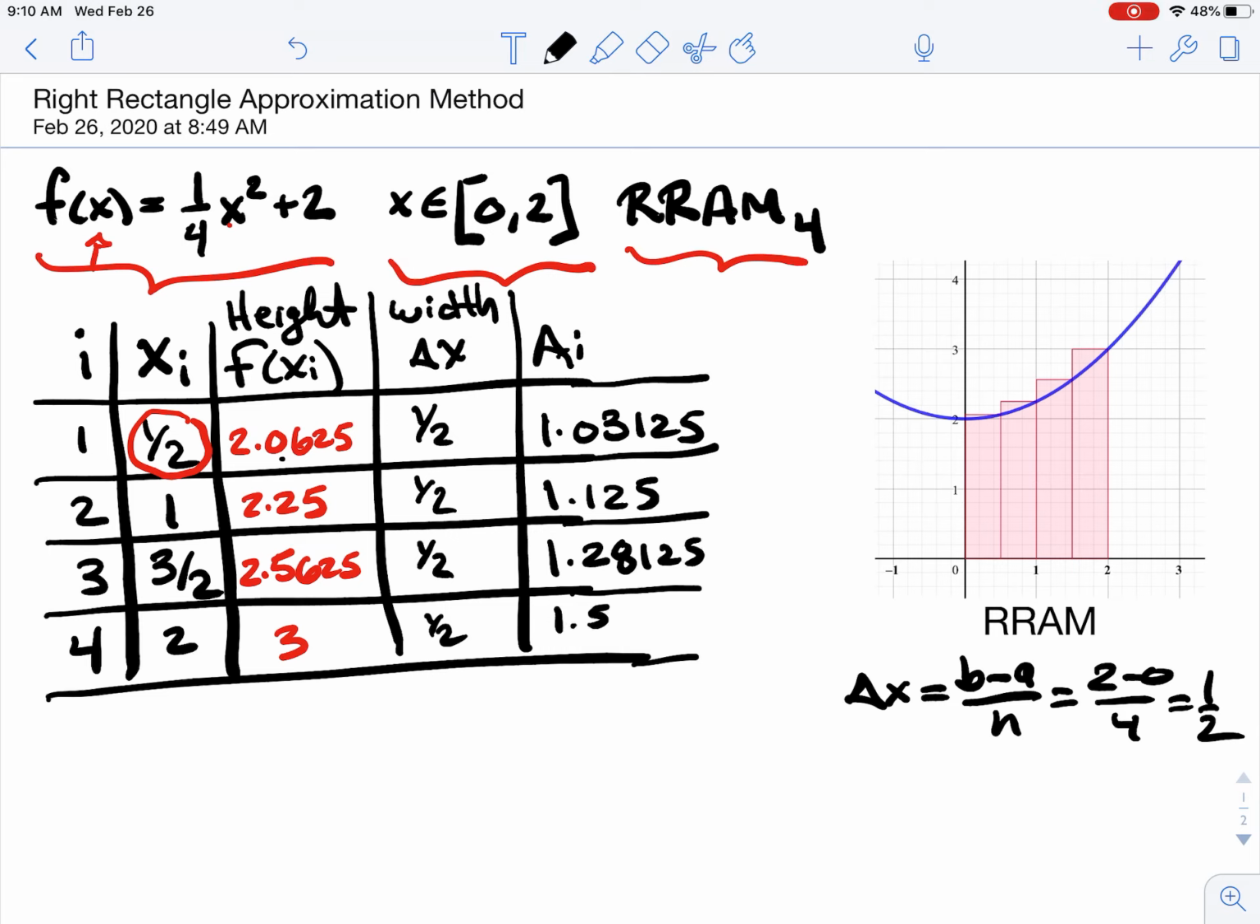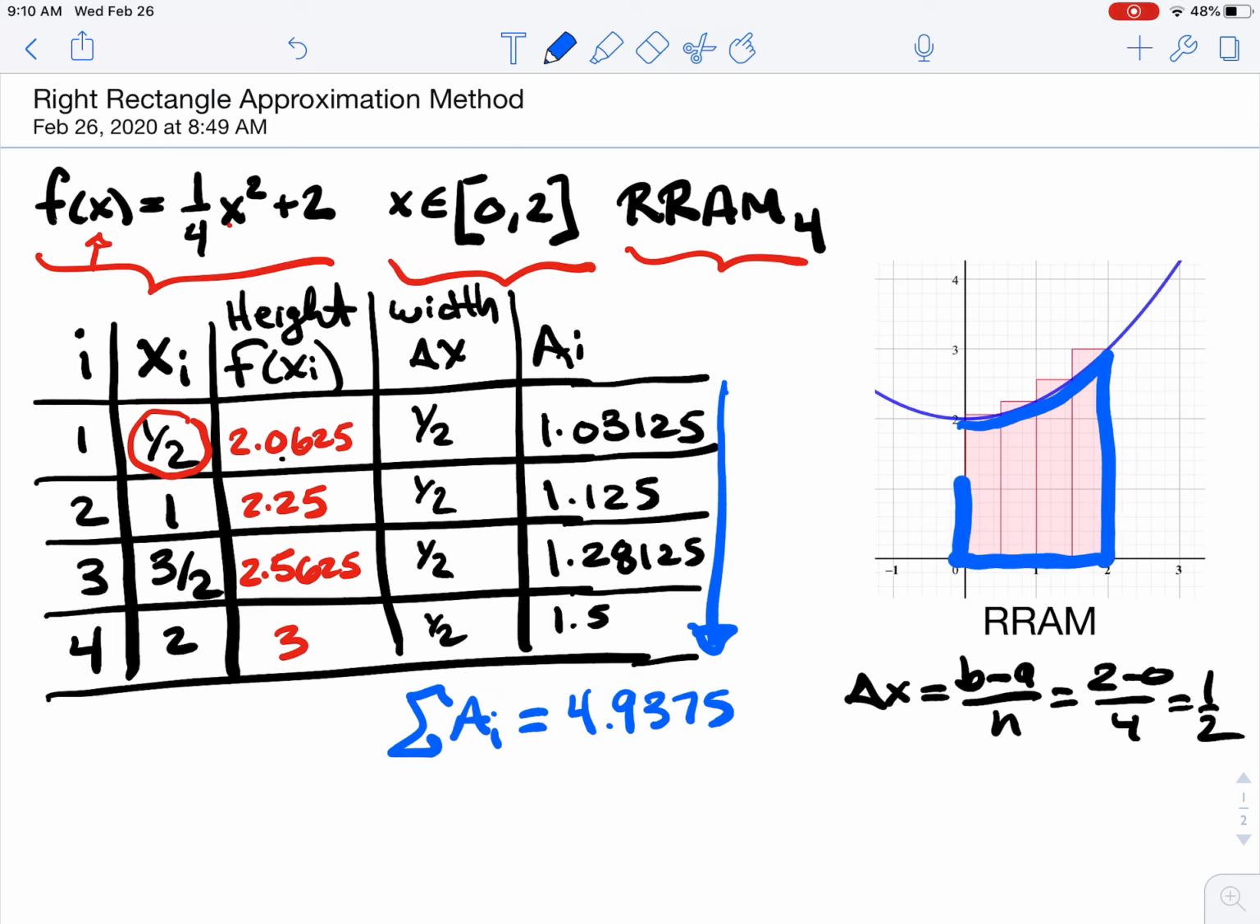And now we want to add up all of these numbers here. So if we add them all up, we get the sum of all of the areas for each rectangle I, which comes to 4.9375. So that means that the area under this curve to the x-axis is approximately 4.9375.